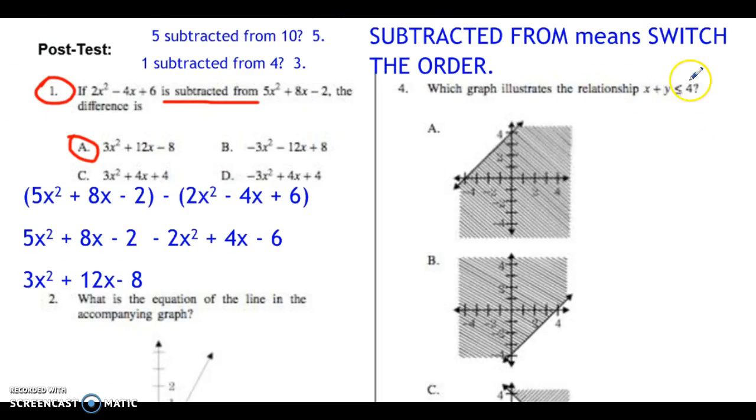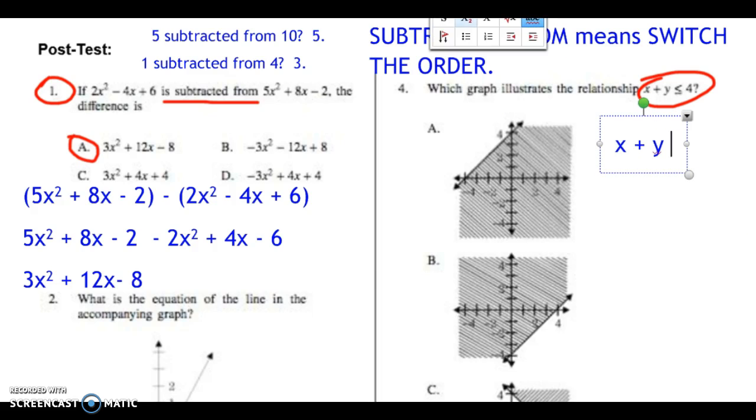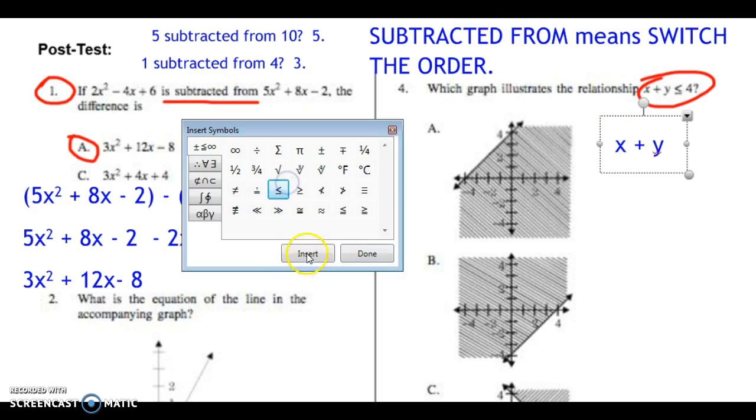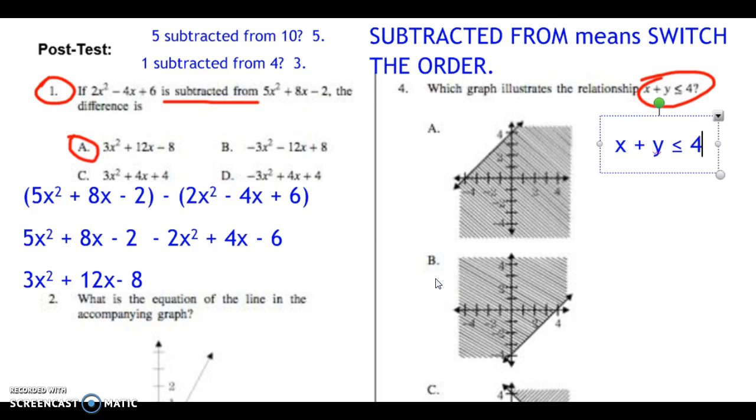Which graph illustrates the relationship x plus y is less than or equal to 4? All you have to do for this one, just like we did in the previous one, is solve the inequality. So it's x plus y. I need that inequality sign, which is less than or equal to, which is this guy. And solving this inequality is going to be pretty easy because all we have to do is subtract x from both sides. Y is less than or equal to. We have a 4 there, but we're subtracting x from both sides. Minus x plus 4.